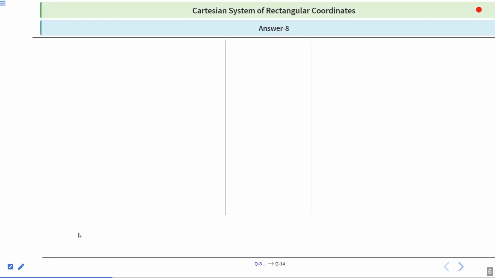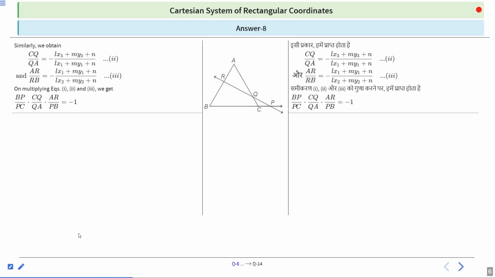Clear? Okay. So similarly, we can obtain CQ upon QA is equal to minus of (Lx3 plus My3 plus N) upon (Lx1 plus My1 plus N), equation 2, and AR upon RB can be written as minus of (Lx1 plus My1 plus N) upon (Lx2 plus My2 plus N), right? Equation 3. On multiplying equations 1, 2 and 3, we get BP upon PC into CQ upon QA into AR upon RB is equal to minus 1. Clear? Got it? Okay, let's move to the next question.